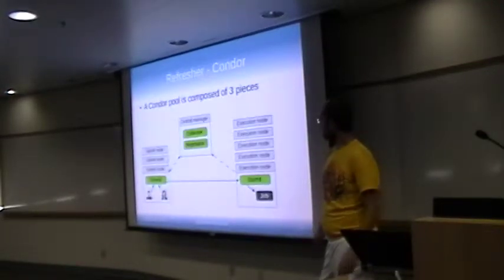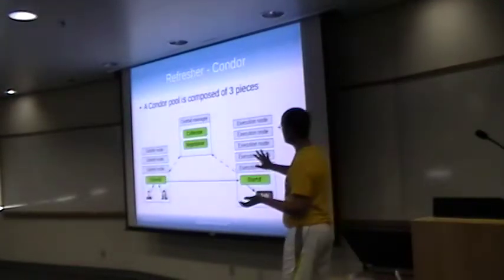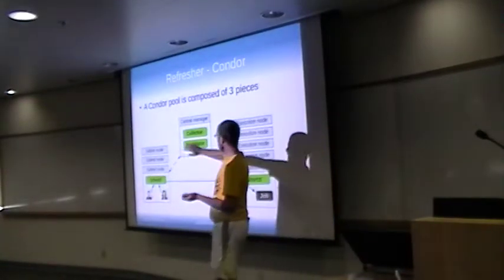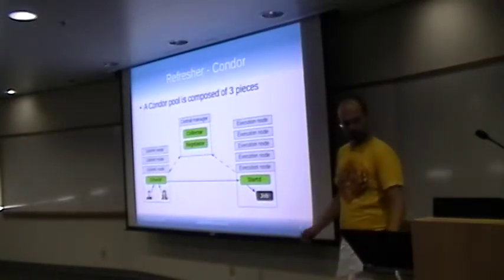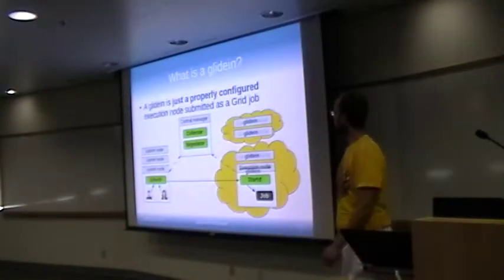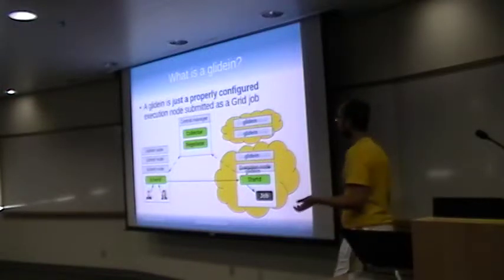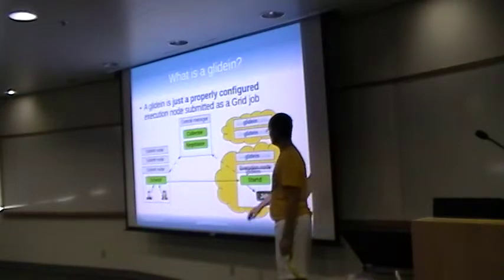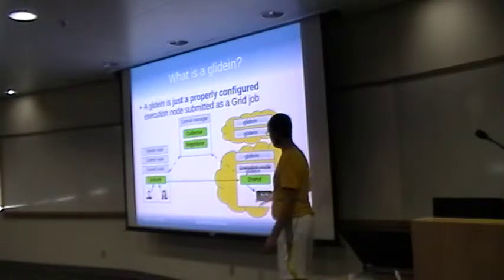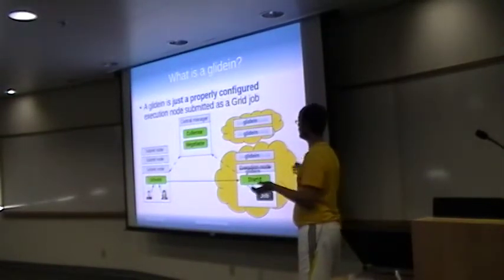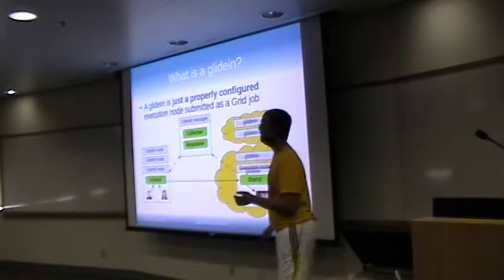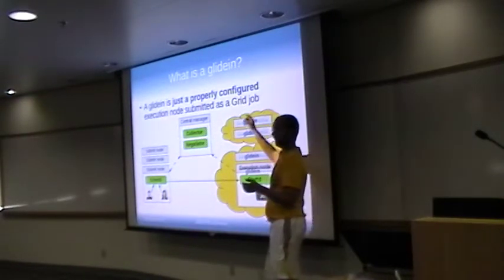So, as we said, Condor is composed of three pieces: submit node, central manager, and a bunch of execute nodes. And nothing magical about it. Now, when you go to the glideins, what happens is you essentially replace the dedicated execution nodes with opportunistic execution nodes in the grid, and you call them the glideins. So a glidein is really just a properly configured execution node that is submitted as a grid job, and you can replace grid with cloud or anything else.